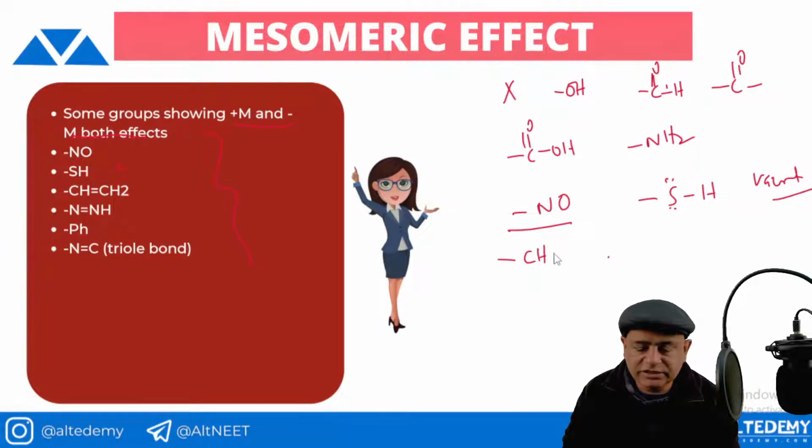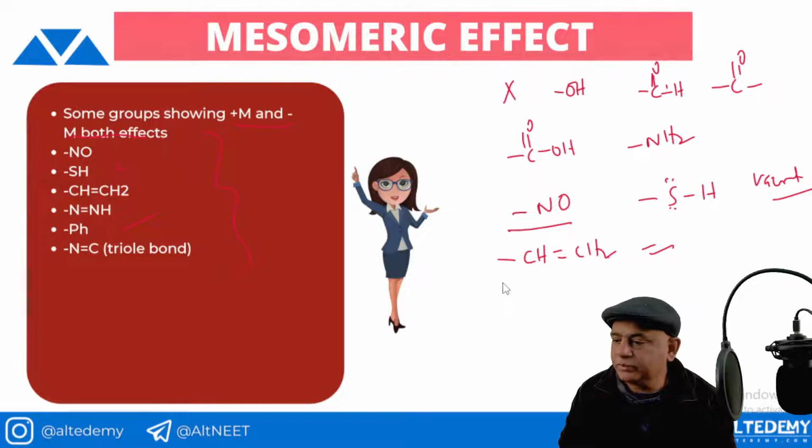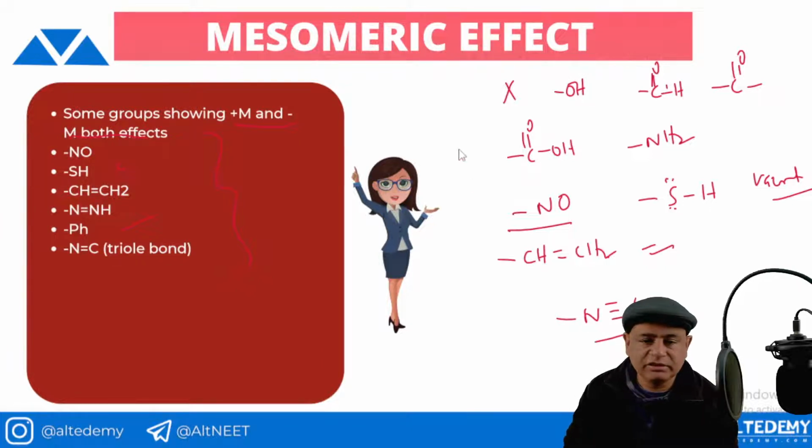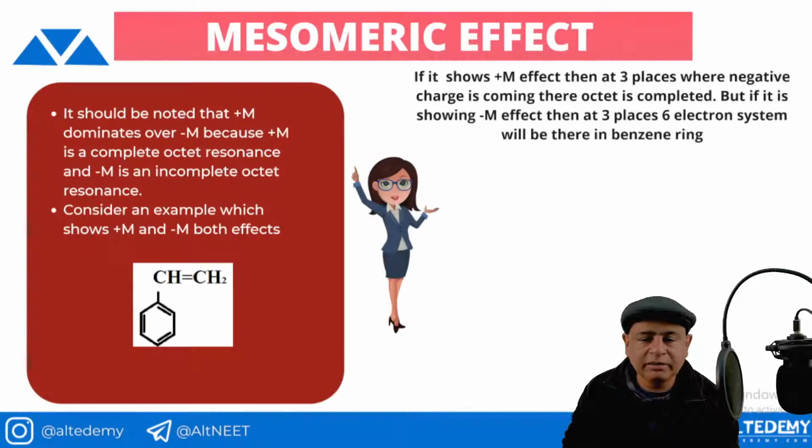Similarly, we have CH double bond CH2. This also shows both kinds of effect. N double bond NH. It is having a lone pair as well as the presence of a double bond. PH we have seen, it is showing plus M as well as minus M. NC is a triple bond, N triple bond C. So these are very special cases where both plus M and minus M effects are being shown.